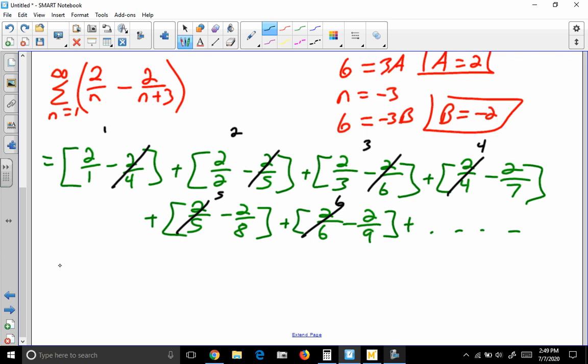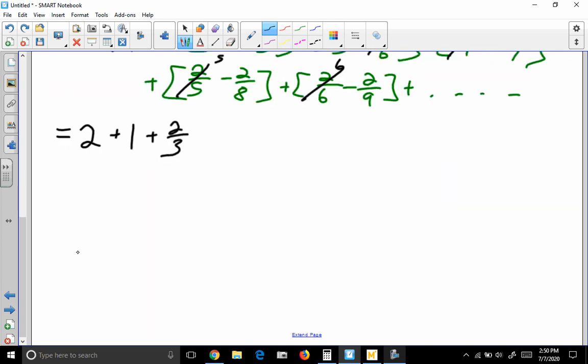So after a while, we're going to be left with a 2 out front. There's never going to be a minus 2 over 1. Minus 2 over 4 is the smallest one we have. There's never going to be a minus 2 over 2, and there's not going to be a minus 2 over 3. So we're going to have all of those. Now we just need a way of describing what we have left. So when we use this 2 over 6 to cancel that one, that was our sixth partial sum. That was adding the first 6 together.